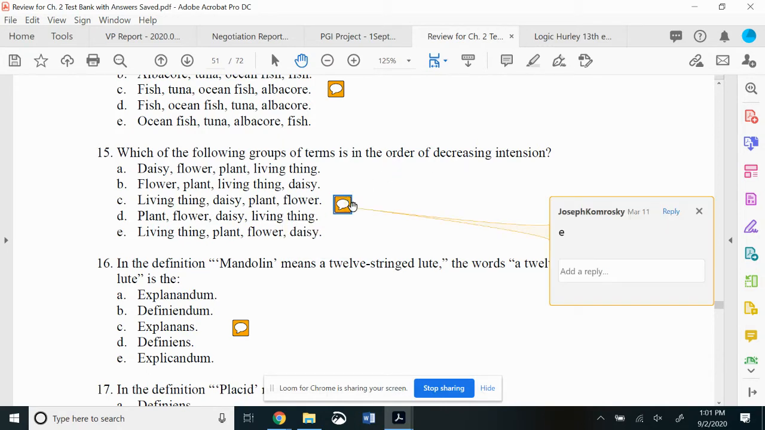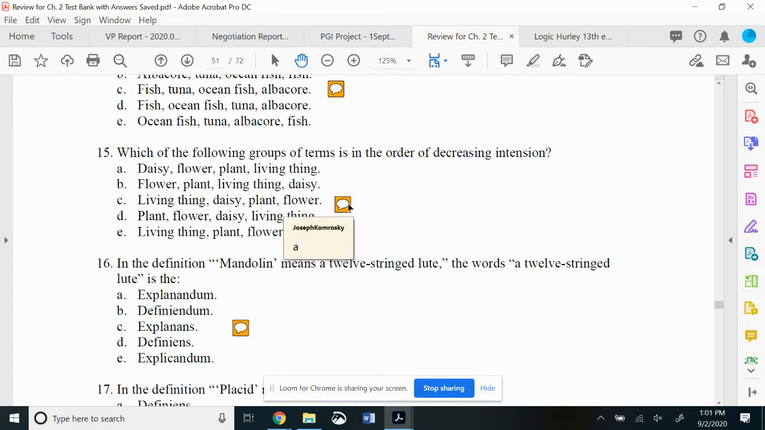Yes, so that's right. This was a typo. I remember this. So it should be A. So I had to fix my typo from a previous one.